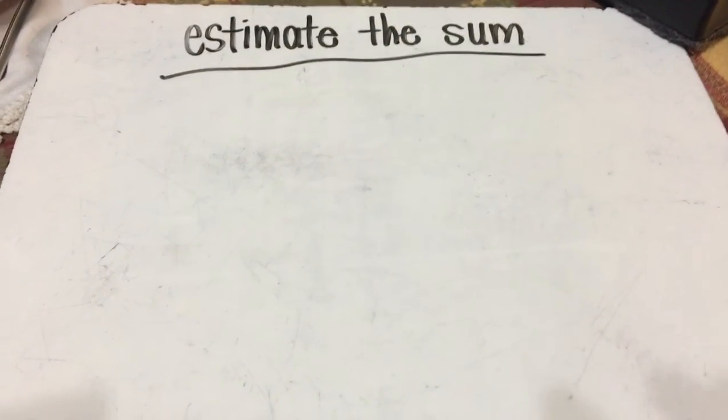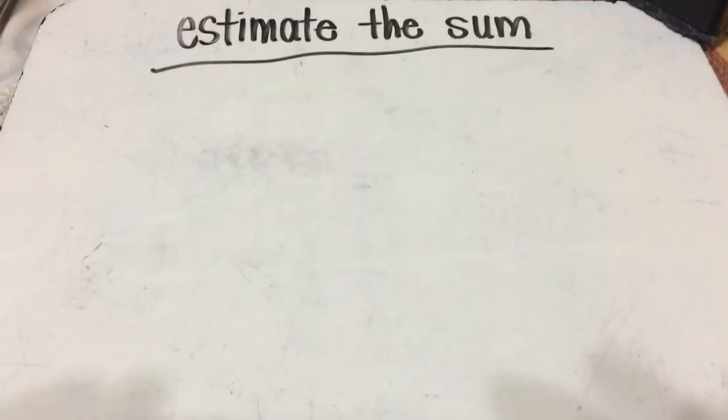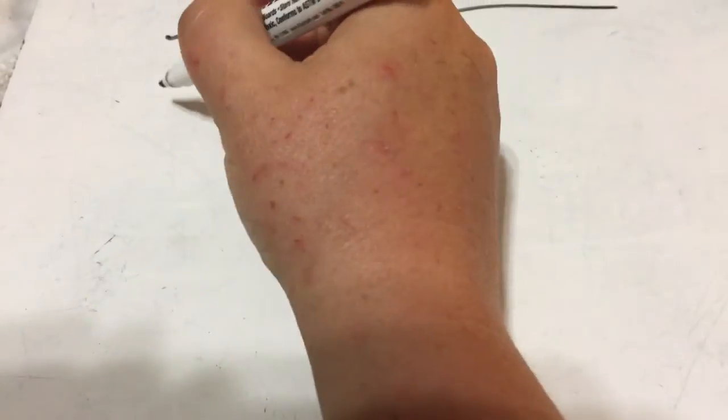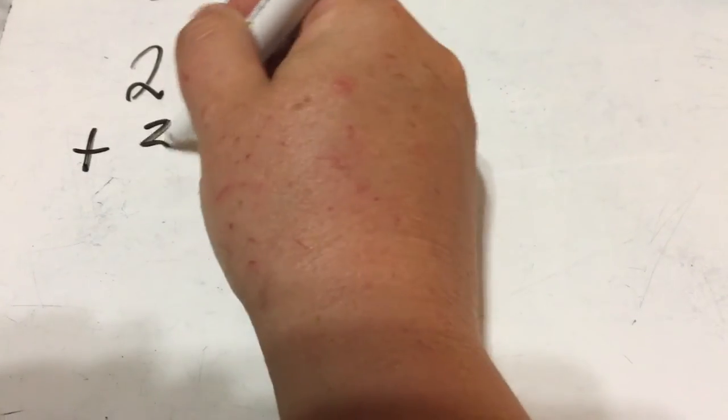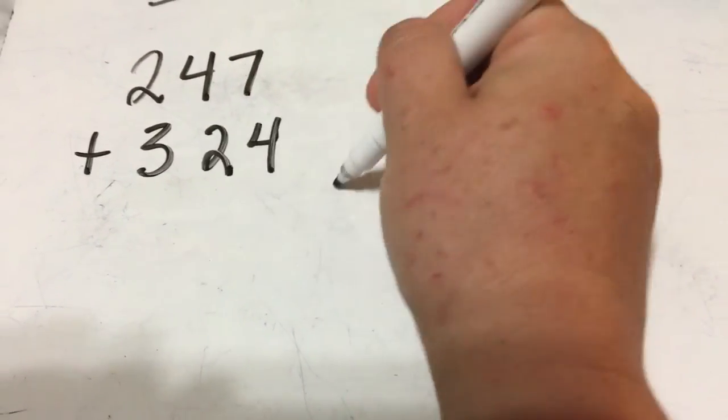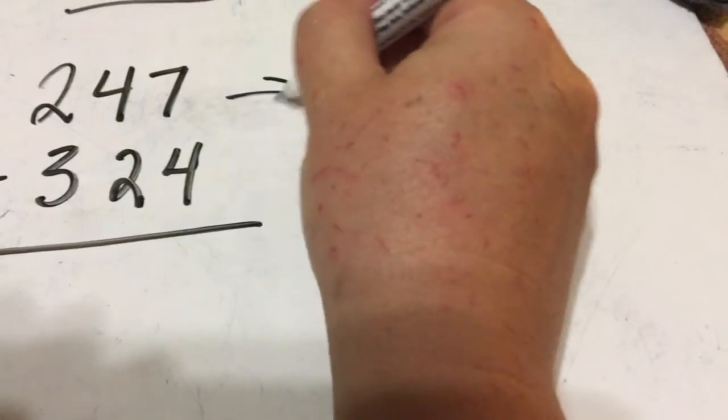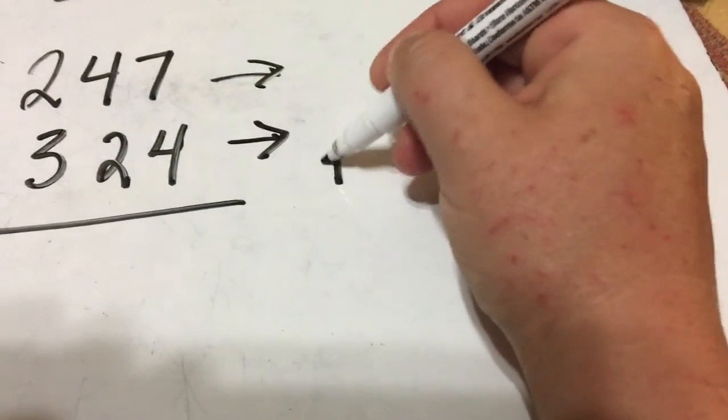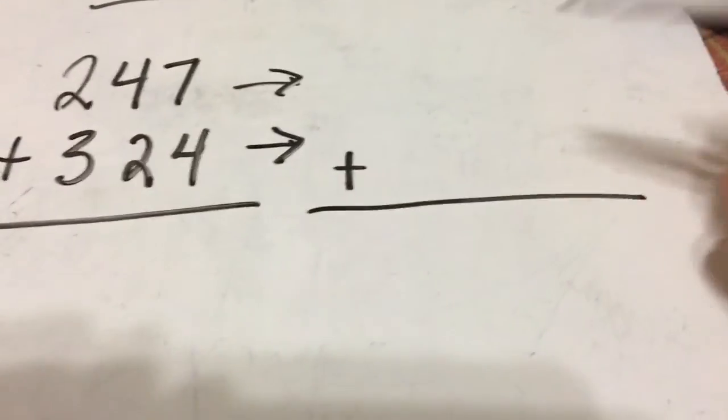Right, I'm not sure if you guys remember how we estimate the sum, but estimating the sum, we have 247 plus 324. Okay, and then we're going to estimate the sum. So I always put these little arrows and I put my plus sign in my line.